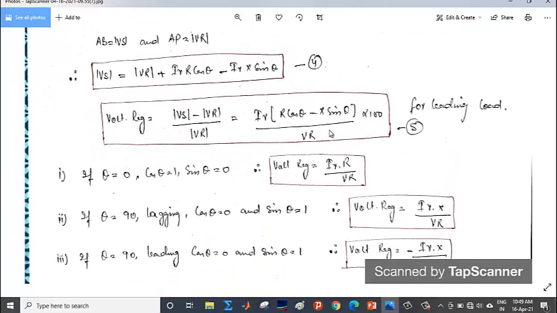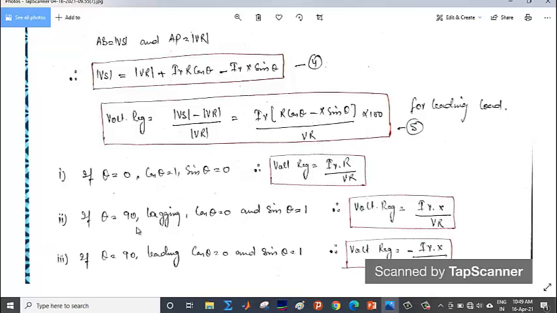So in general, if theta is equal to 0, you don't have to worry about leading load or lagging load, because in that case current is in phase with the voltage. So cos theta will be equal to 1, sin theta will be equal to 0. This will be 0, this will be 1, so IR R divided by VR. Voltage regulation will be this much.